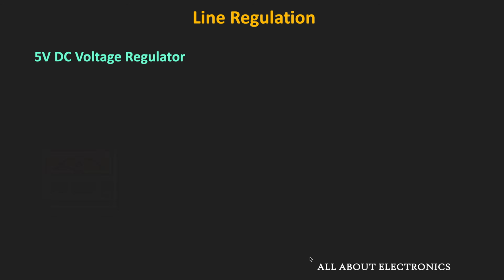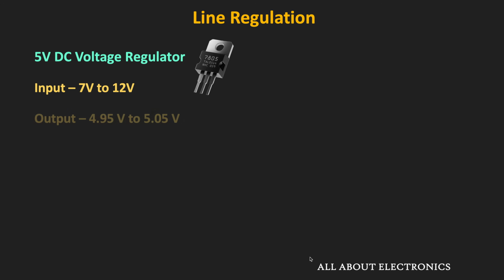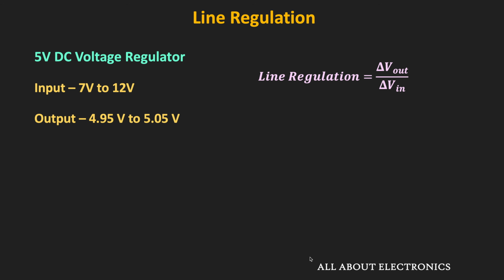supply. So let's say we have a 5 volt voltage regulator, and for this voltage regulator the input voltage range is from 7 to 12 volt, and for this input variation the change in the output voltage is from 4.95 volt to the 5.05 volt. So based on that, let us find its line regulation. So we have seen that this line regulation can be defined as the change in the output voltage to the change in the input voltage.